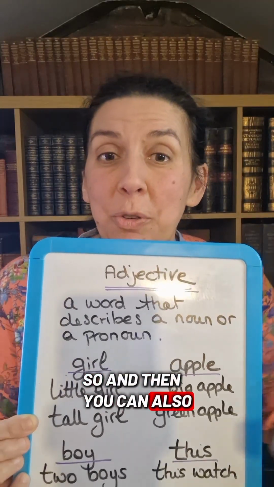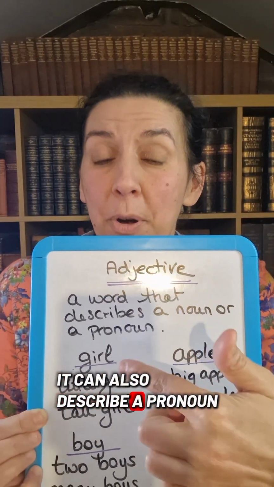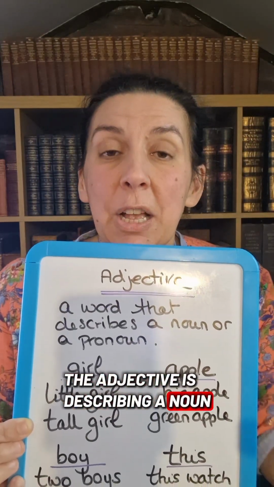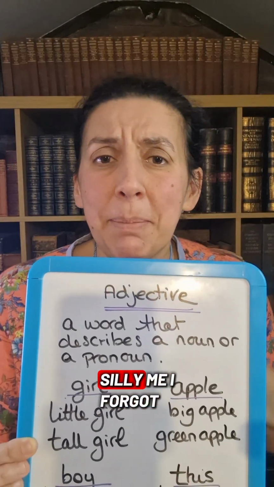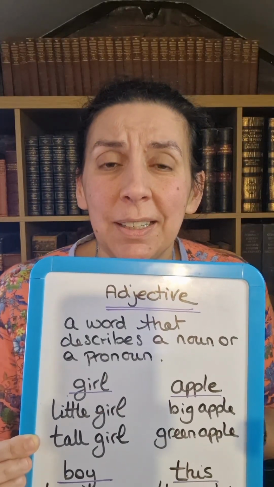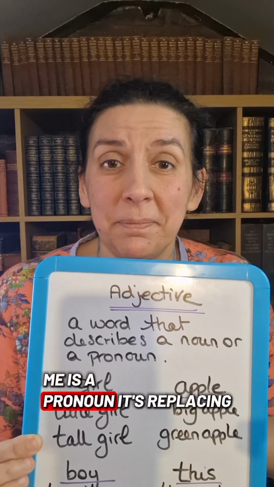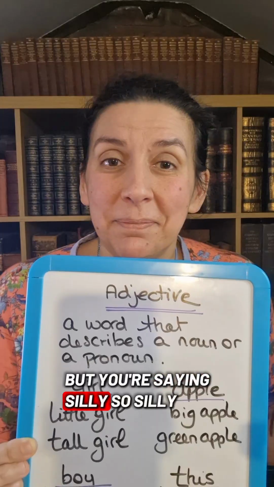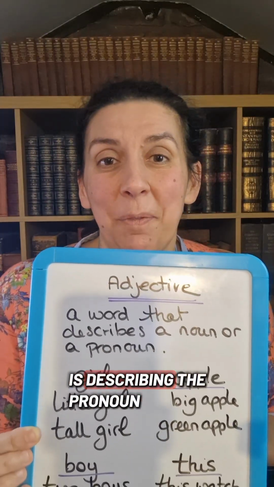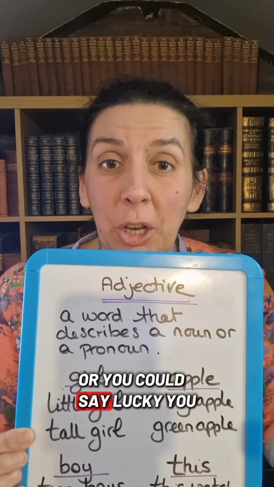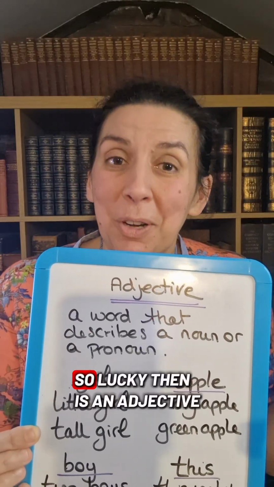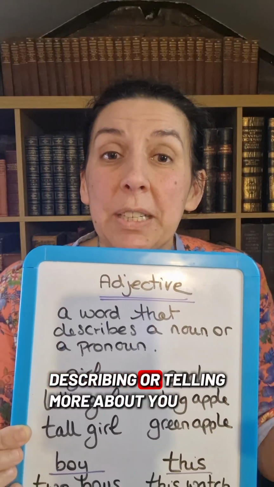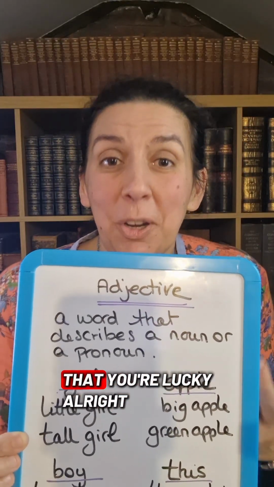So, and then it can also describe a pronoun. In all the examples I've given you, the adjective is describing a noun. But what about if you say, oh, silly me, I forgot. Me is a pronoun, replacing your name. But you're saying silly, so silly is describing the pronoun. Or you could say lucky you. So lucky is an adjective describing or telling more about you, that you're lucky.